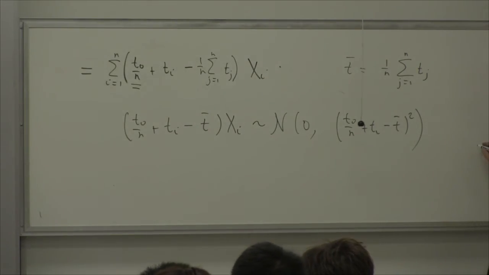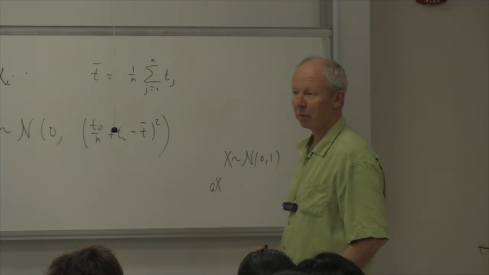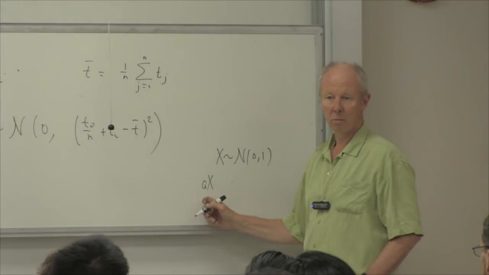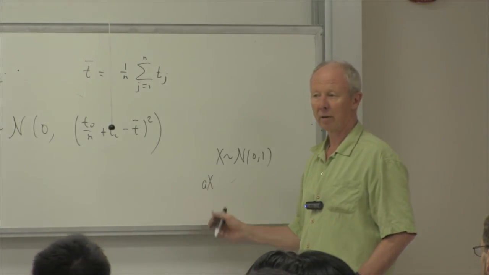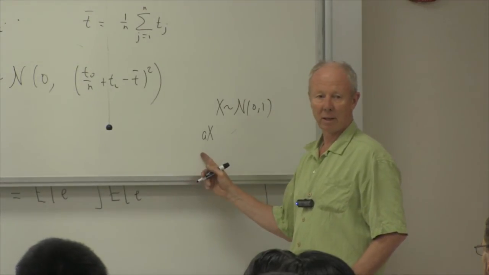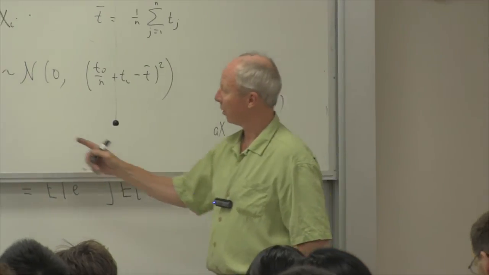If I have a normal random variable, x is normal with mean 0 and variance 1, what kind of random variable is a times x? What's the expected value of this? 0 still. What's the variance? The variance would just be the expected value of this squared. That would be a squared. Okay, so we just get this squared.